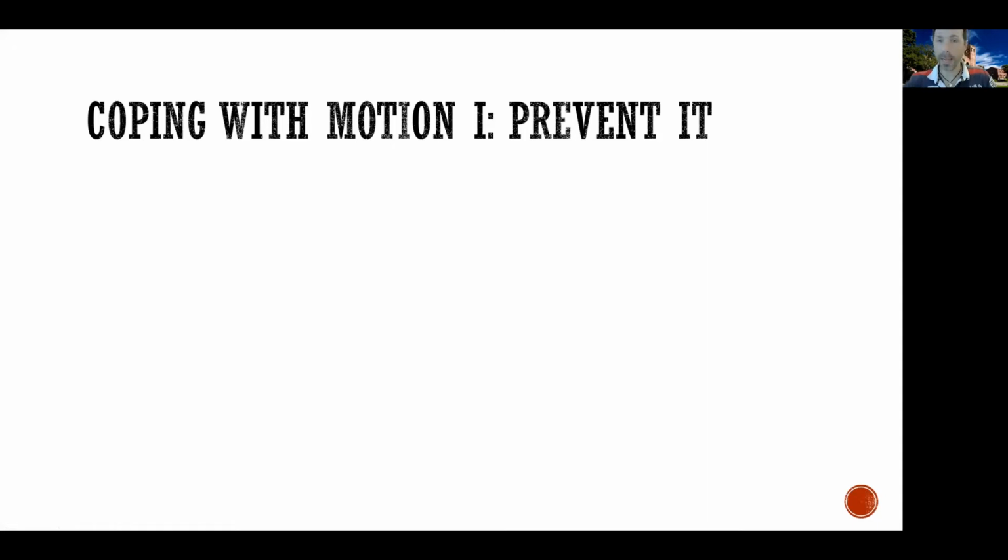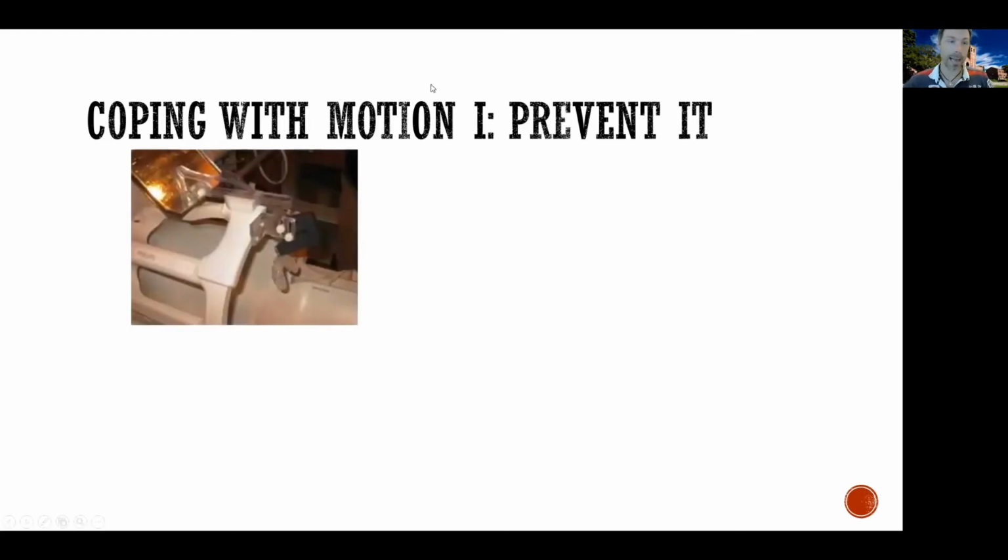There are two main ways to cope with motion. The first is to prevent it. Avoid your participants from moving. How can we do that? Well, a number of ways. For example, some scanners, you see this is the coil of a scanner, have a little bite bar. So your participant is biting on this bar, and that prevents them from moving their head too much.